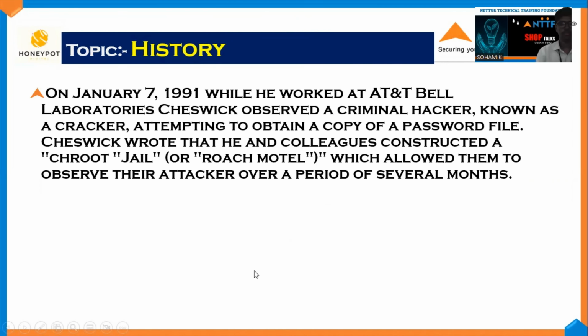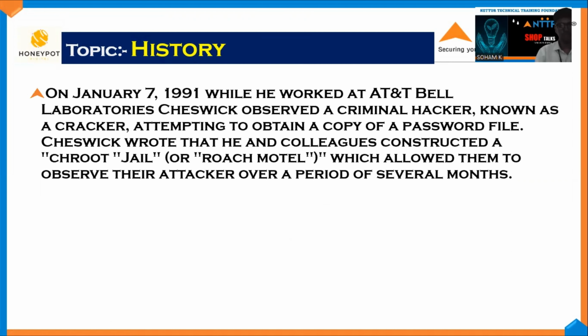On January 7, 1991, while he worked at AT&T Bell Laboratories, Cheswick observed a criminal hacker known as a cracker attempting to obtain a copy of a password file. Cheswick wrote that he and his colleagues constructed a crowd jail, or a Roach motel, which allowed them to observe their attacker over a period of several times.